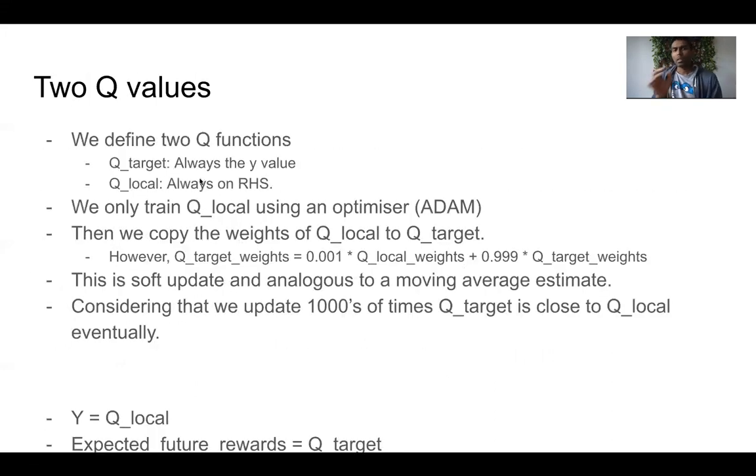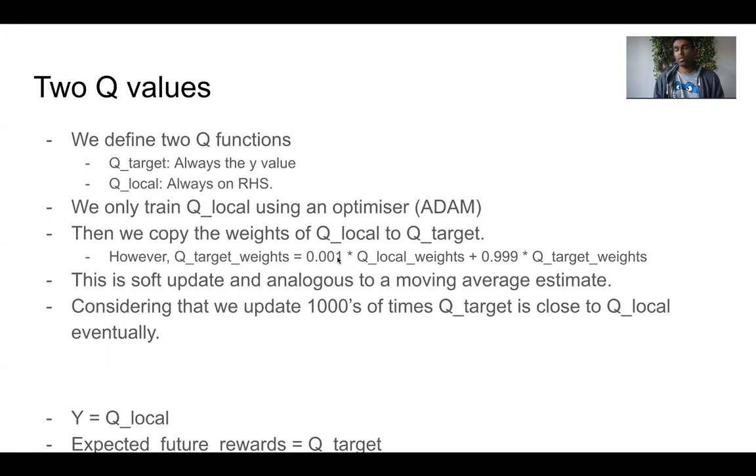Okay, so anyway, let me explain that in a bit more detail. We have two things called Q target and Q local. We're only going to train the parameters in Q local using an optimizer, AdaBoost, whatever it is. And then we're going to copy all the weights into Q target, but at a slow rate. So what do I mean by that?